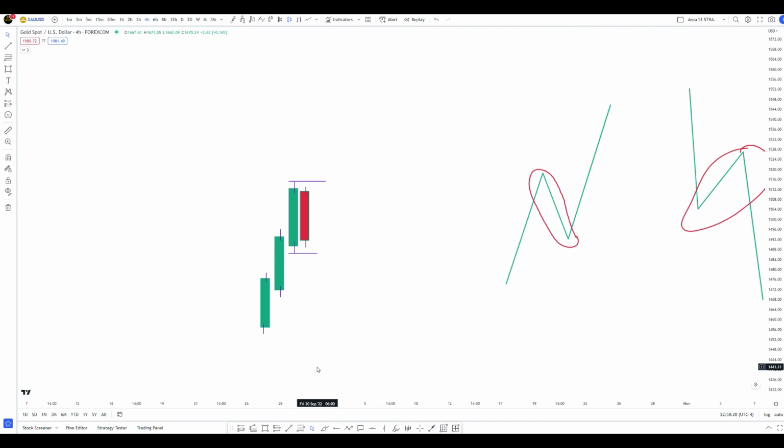Okay, that means the buyers are still in control, so they're not ready to rest. So the market is still going in an uptrend. So this is not a valid pullback. This is called an inside bar.